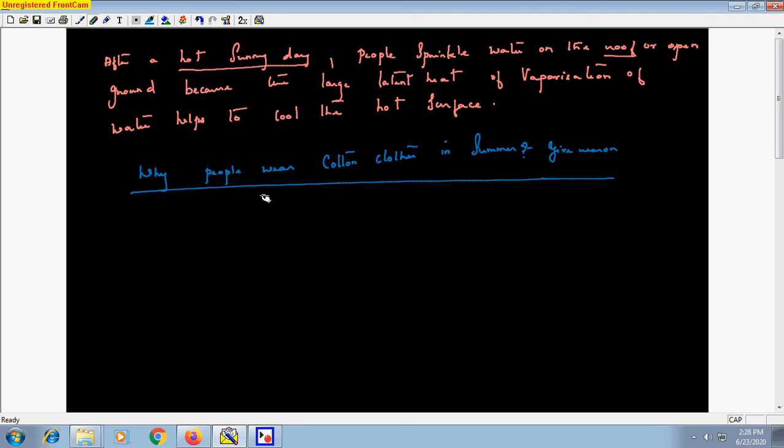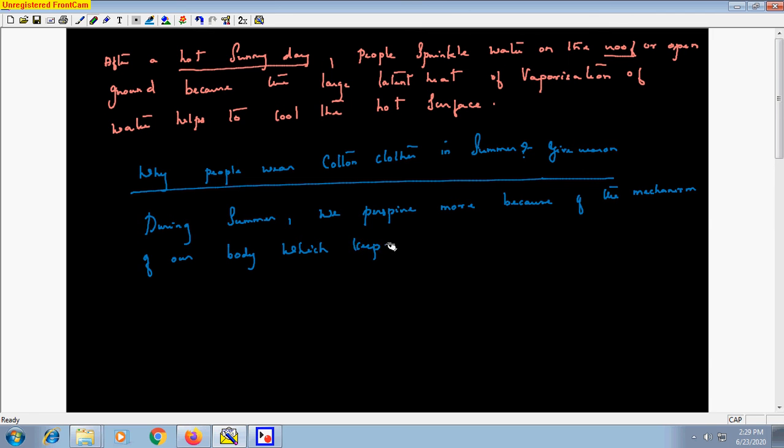So the best reason is, during summer people perspire. Perspiration means sweat comes out of the body and heat is emitted. We perspire because of the mechanism of our body. If you don't perspire, there will be a heat stroke. So we should always perspire, because our life will be saved. It is the mechanism of our body which keeps us cool. The more we perspire, the cooler we become.